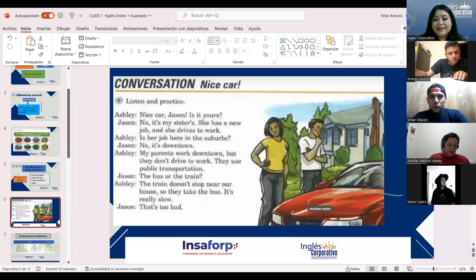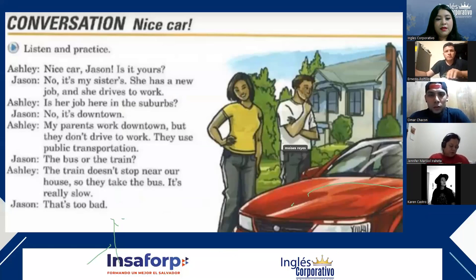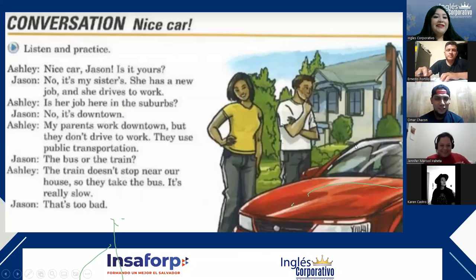Nice car. Voy a hacer esto más grande, everyone. Ay, Moisés, no me manche la pizarra, please. Okay, no me manche la PPT. Now, let's check. Nice car. Ese es el tema de la conversation.